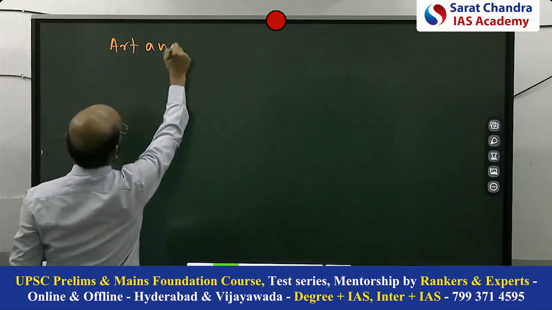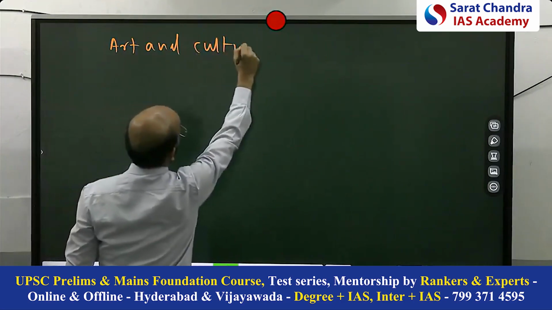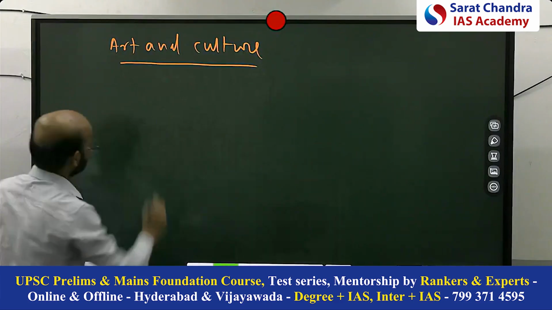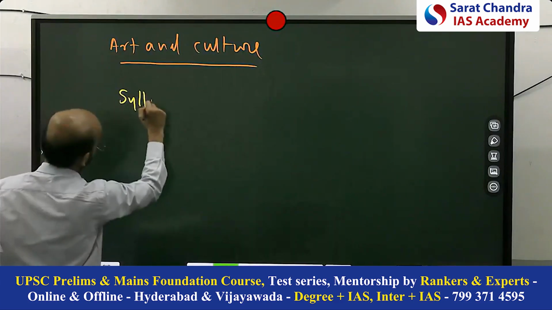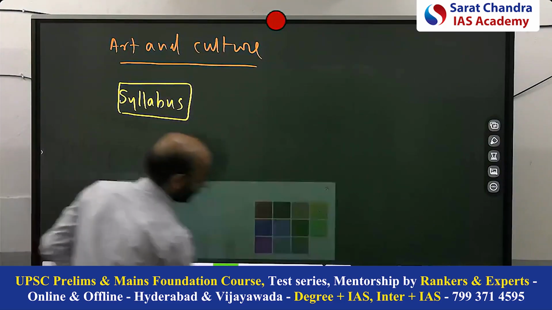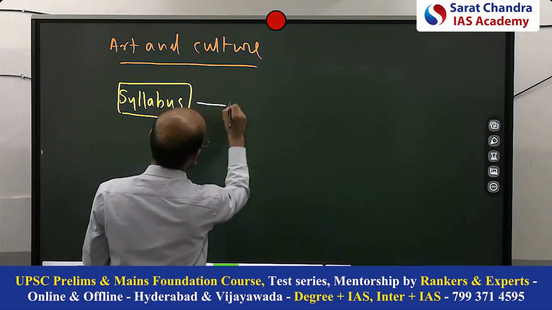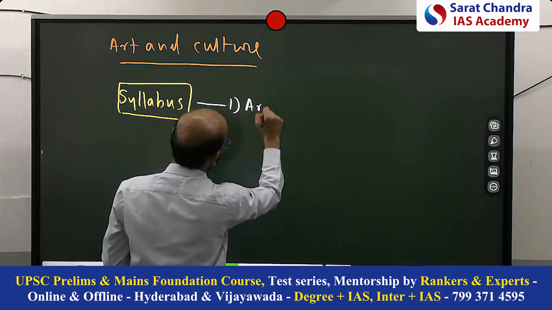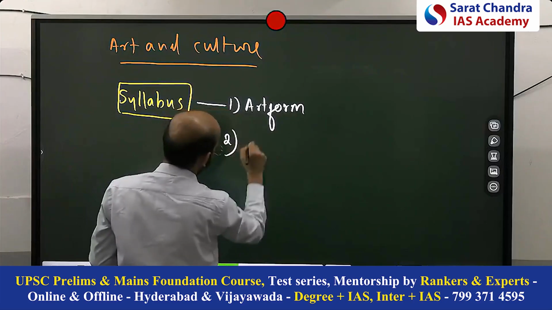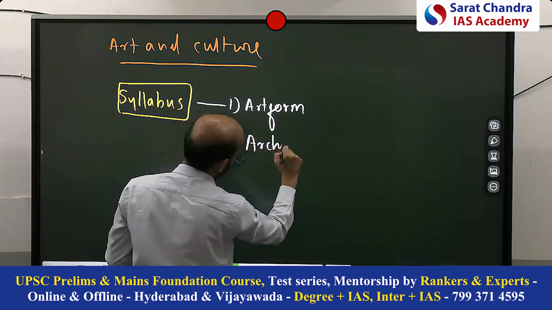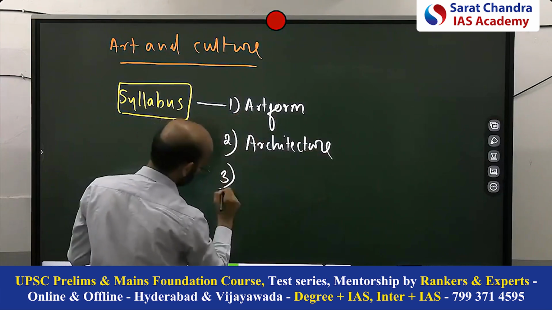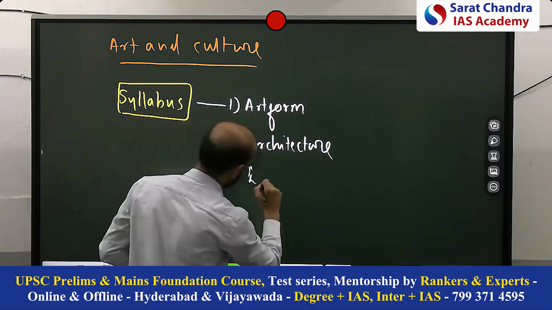Art and culture. Just simplify first in your notes. Simplify the syllabus and keep this in your mind. What is there in the syllabus? In the syllabus, three words are there. One is art form. Second, what is it? Architecture. And third, literature.